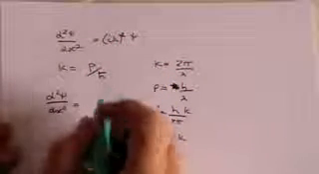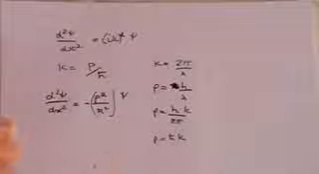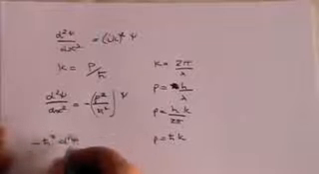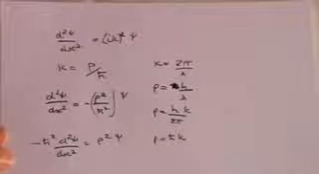So now we can say that d2 psi by dx squared is (ik) squared, which is of course minus k squared, and minus k squared is minus p squared over h bar squared times psi. Multiplying through, we get minus h bar squared d2 psi by dx squared equals p squared psi.